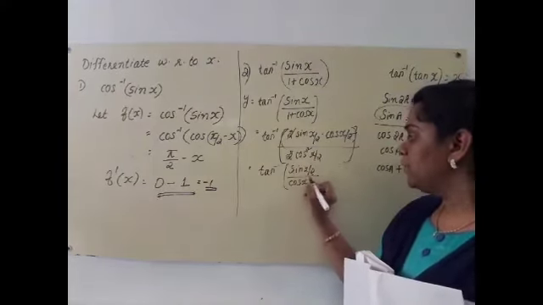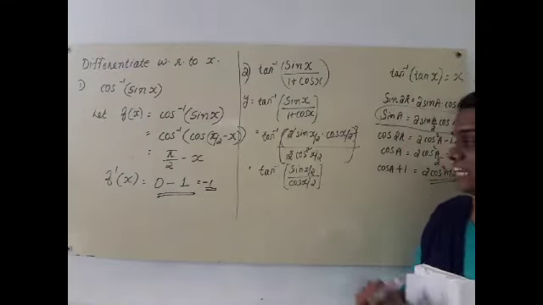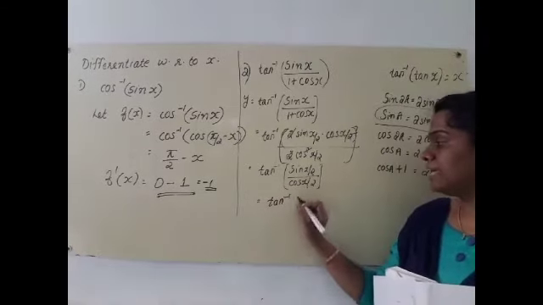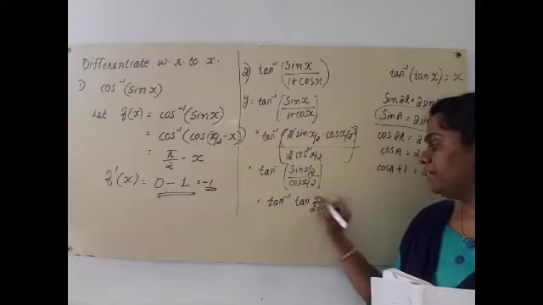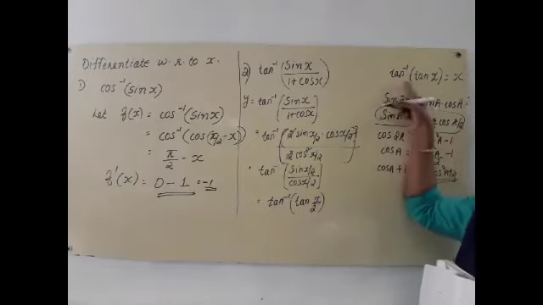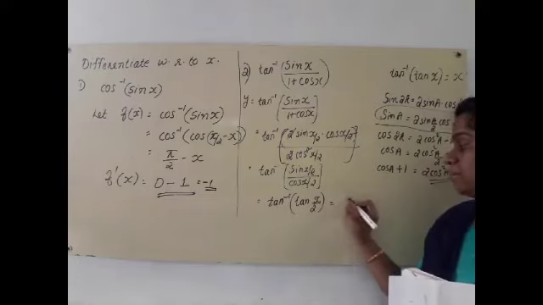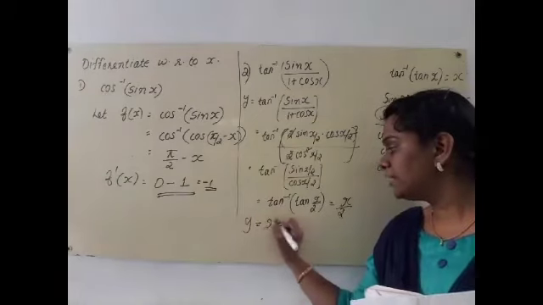What is sin theta by cos theta? Sin theta by cos theta is tan theta. Therefore, sin x by 2 by cos x by 2 is tan x by 2. What is tan inverse of tan x by 2? Tan inverse of tan x is x, so tan inverse of tan x by 2 is x by 2. Now what we got? y is equal to x by 2.